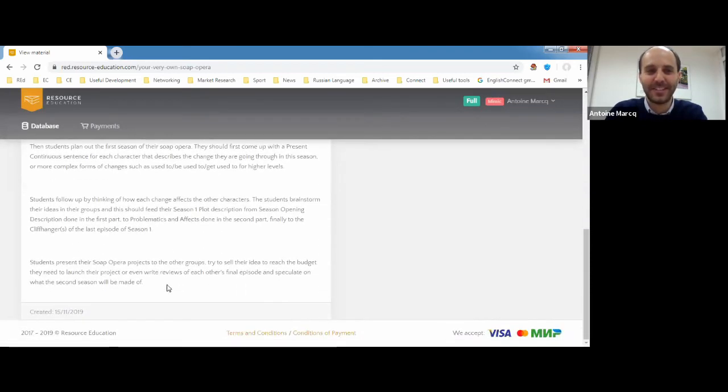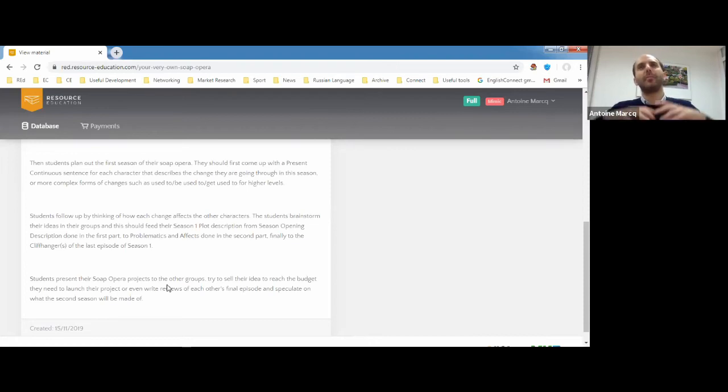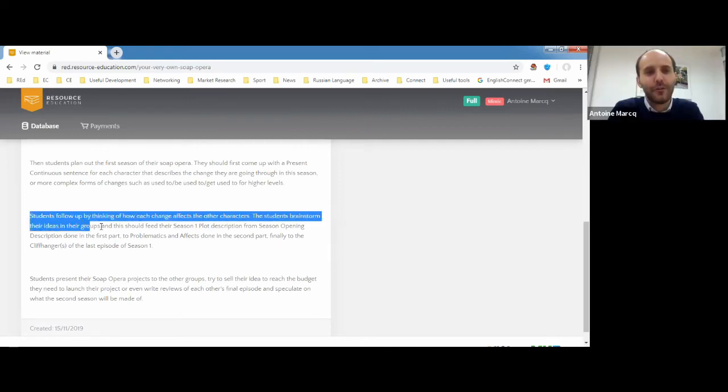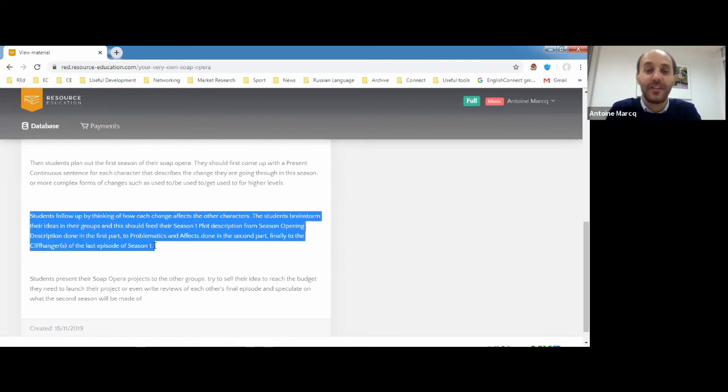So when students do that, you start them without asking them to come up with a complex storyline. First, they come up with a present continuous for each character. And then you tell them, okay, now try to put them together. Okay, we need now to put these together to have an interesting first season. At the end, students follow up by thinking of how each change affects the other characters. So as you said, for example, I said Jack is looking for a new job. And then you said Rose is shopping more this year. She's spending more. So here, we already have a first potential conflict in our first season between the husband and the wife.